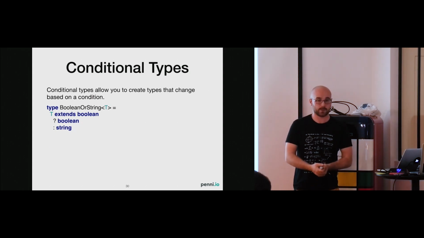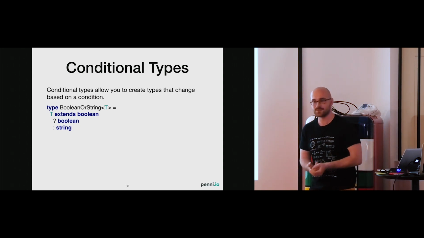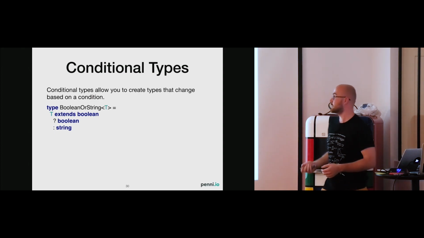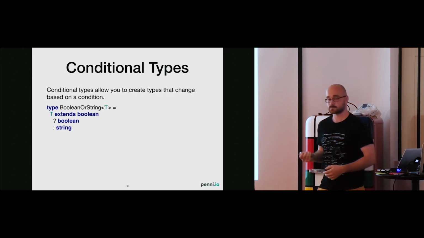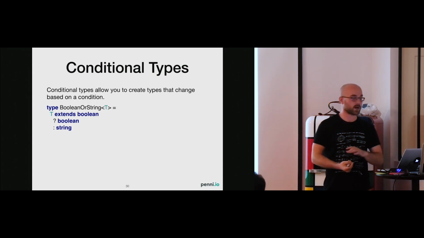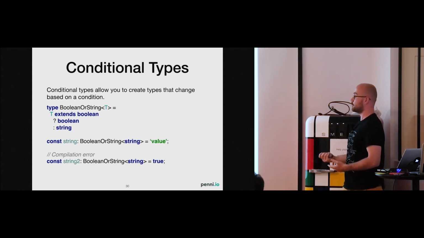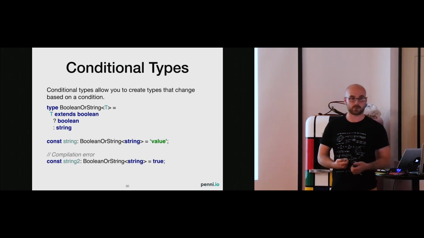This would be rather silly if we couldn't make it generic, because it wouldn't really give us anything. So we can make it generic to make it work better. It's exactly the same as before. We define a type that is parameterized with another type. And then if this type extends Boolean, then the final type will be Boolean, otherwise it will be string. And this is how we could use it. If I define a value of this type specialized to string, I can assign it a string value. But I cannot assign it a Boolean value, because string here doesn't extend Boolean, and therefore the false branch of the condition will be evaluated.